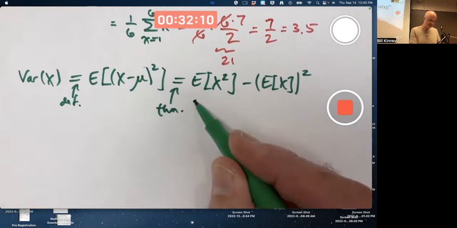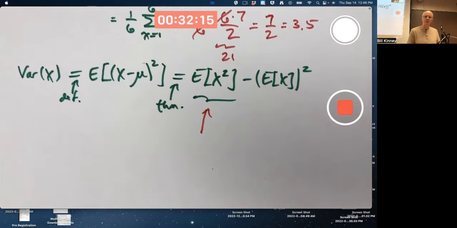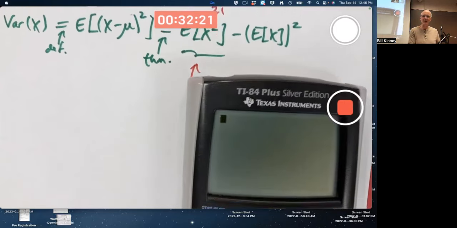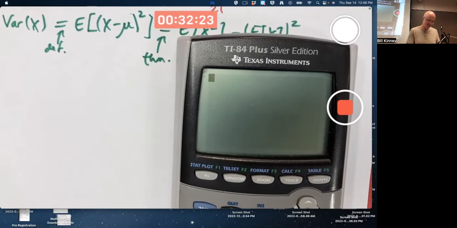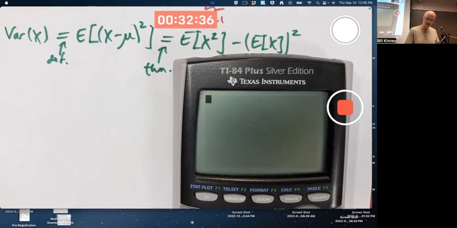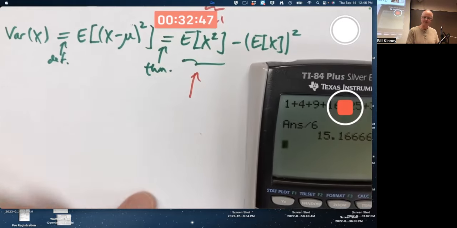But what's this? Well, okay, we could think of it this way again. We could take the possible values of x and square them. 1 squared is 1. 2 squared is 4. 3 squared is 9. 4 squared is 16. 5 squared is 25. 6 squared is 36. What's the average of those numbers? It's 15.16 repeating. That looks like that's going to be what the expected value of x squared is.